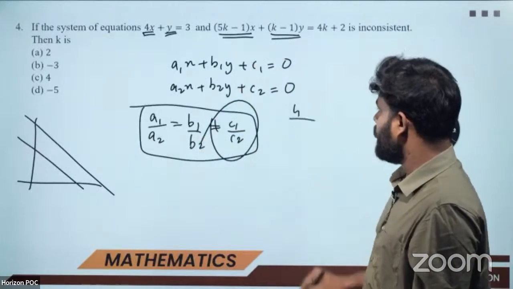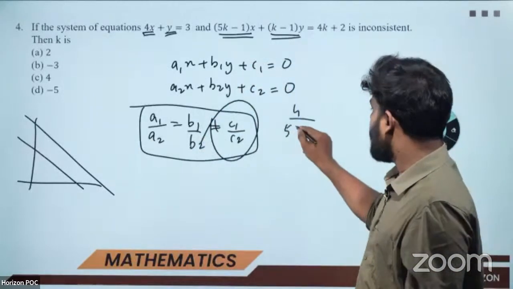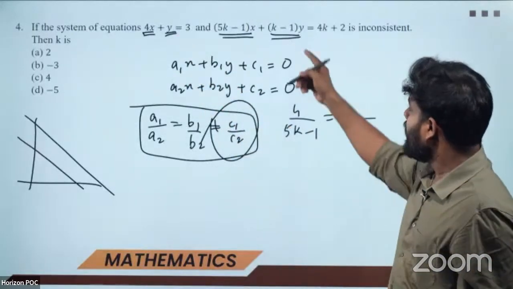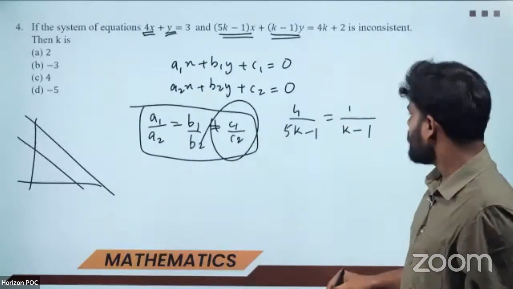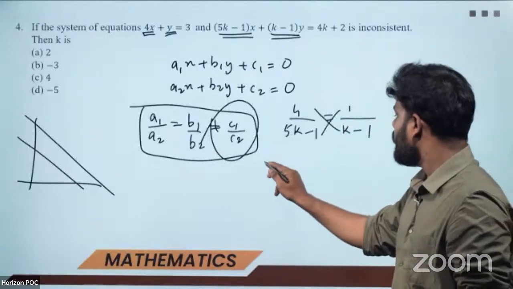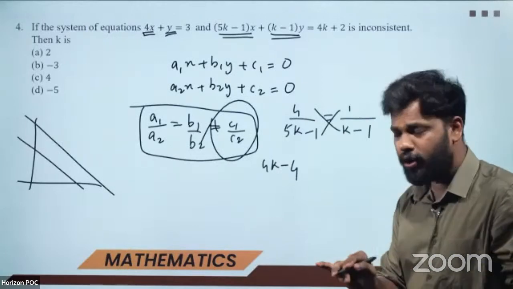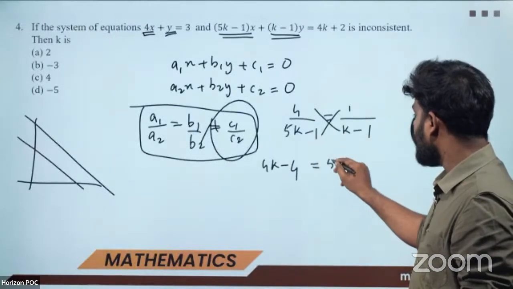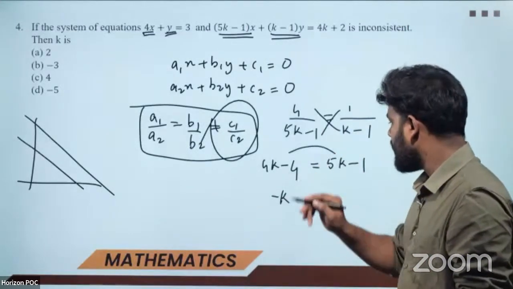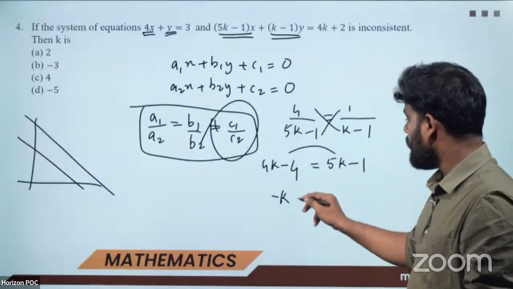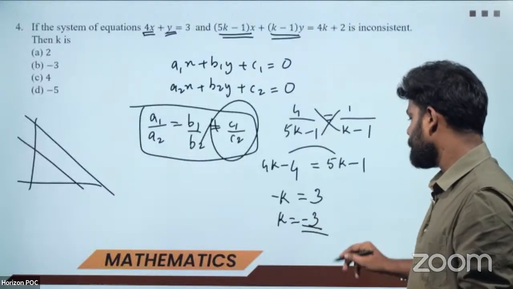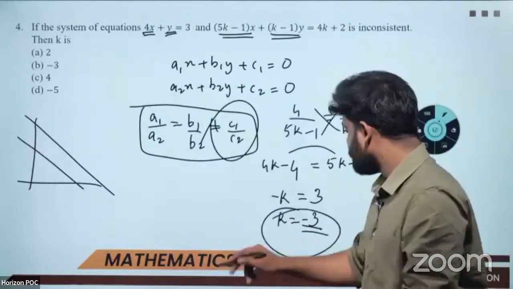So I can write a1 as 4, a2 as 5k minus 1, and this will be equal to b1, which is 1, by the b2 value, which is k minus 1. Now to find out the value of k, what you have to do? Cross multiply, right? So when you cross multiply, you will be getting 4k minus 4, simple. Then 5k minus 1 into 1 is 5k minus 1 itself. Now taking this to the left side, you will be getting 4k minus 5k, or minus k. Then minus 4 plus 1 is how much? Minus 3. So you have k is equal to, final answer, negative 3. So this is the value of k that you're getting there.